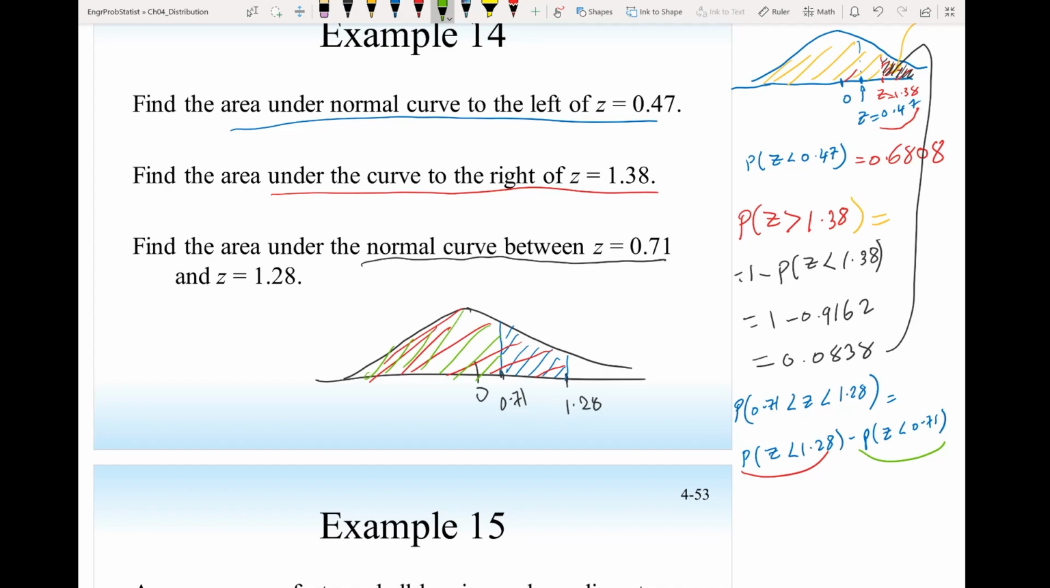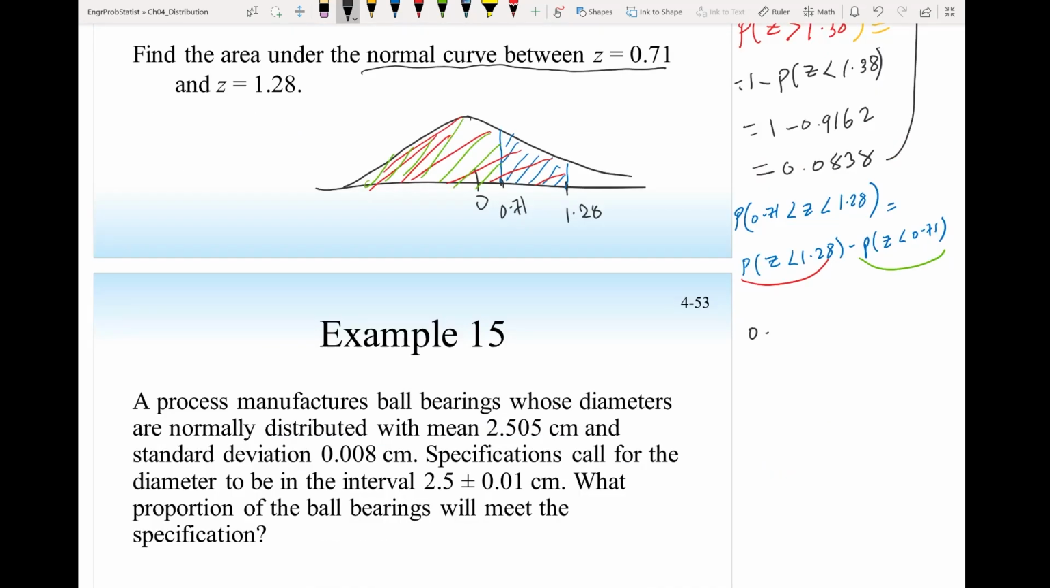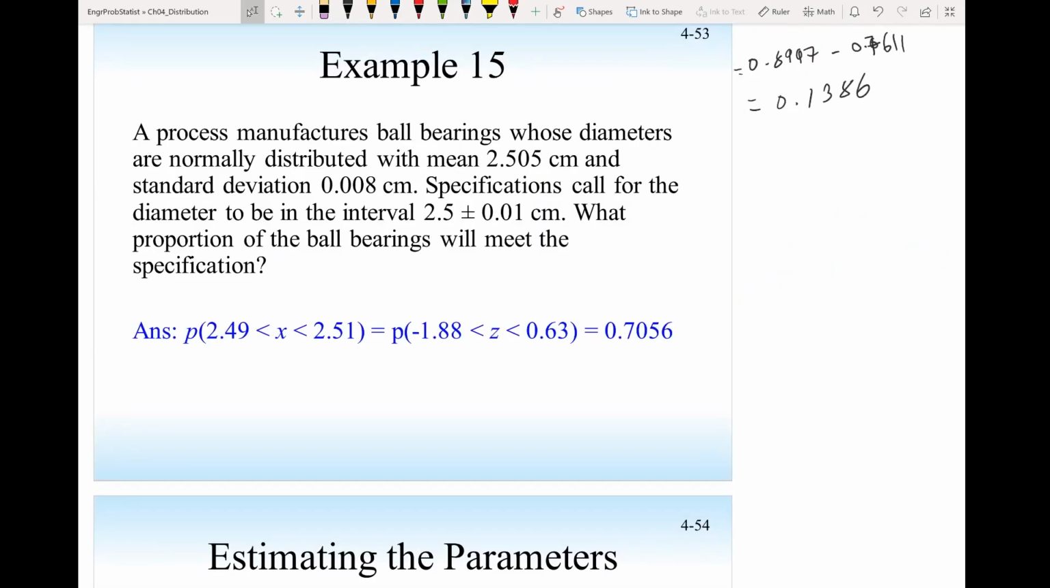And if I use the table to look for the probability z less than 1.28 and z less than 0.71, that will be this one, 0.8997, minus the probability z less than 0.71, which is 0.7611. And if I calculate these, I should get 0.1386. So let's look at this example.